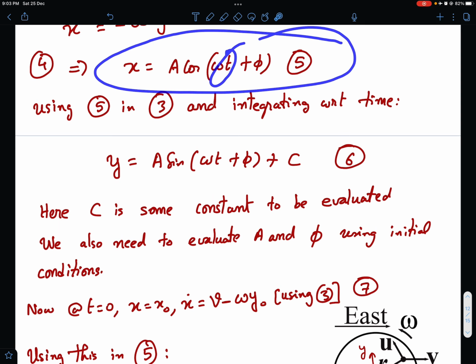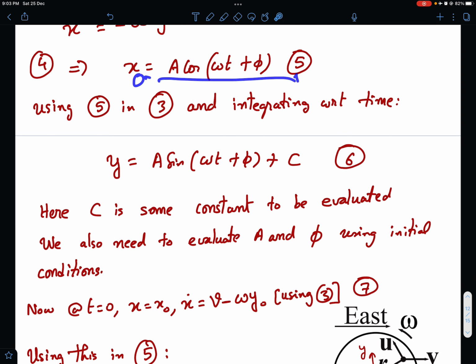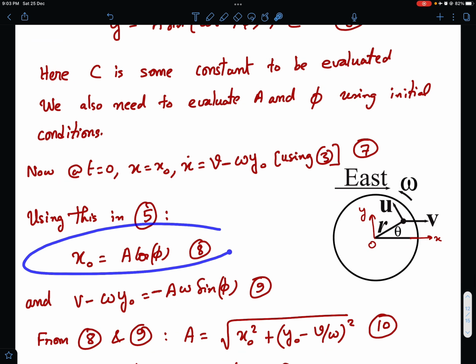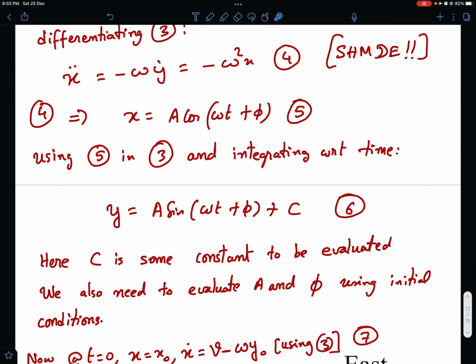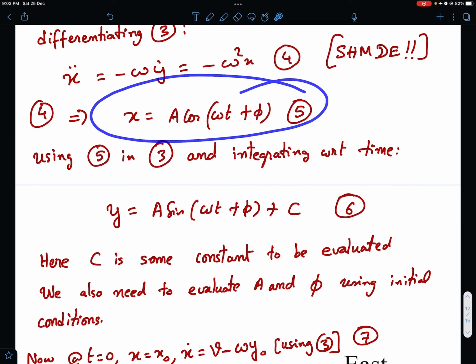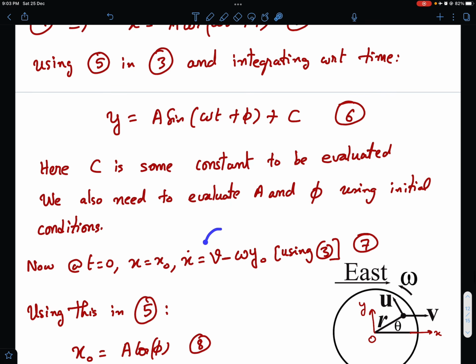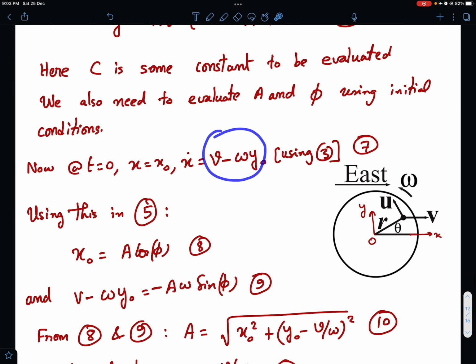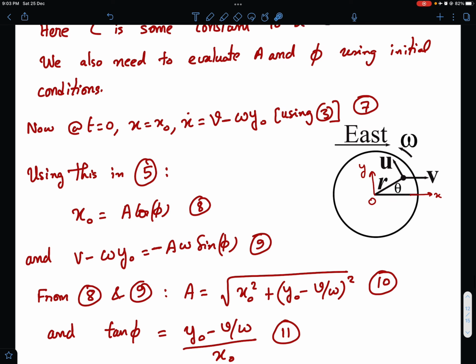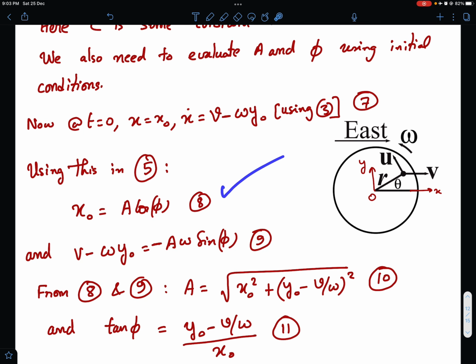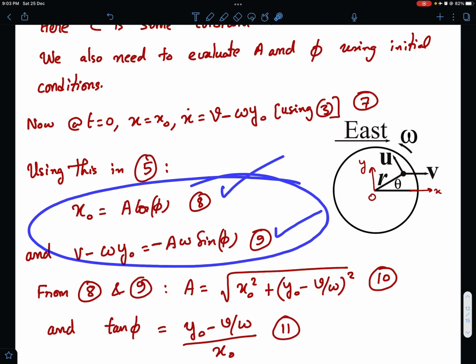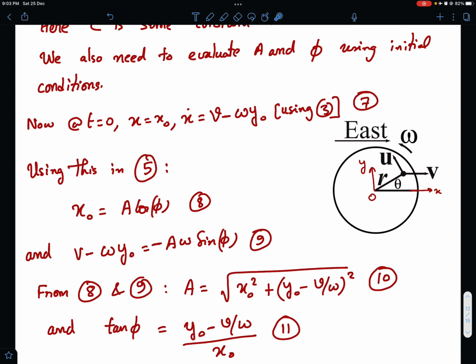So put t equal to 0 here, so that means you get x naught is equal to a cos phi. So that's what I've written, x naught is a cos phi, and similarly differentiate this and put x dot as v minus omega y naught. So that's what I've done. So v minus omega y naught becomes minus a omega sin phi. The cos omega t term becomes 0 because t is 0. So 8 and 9, these are the two equations to solve for the unknowns a and phi. So we can easily solve them.